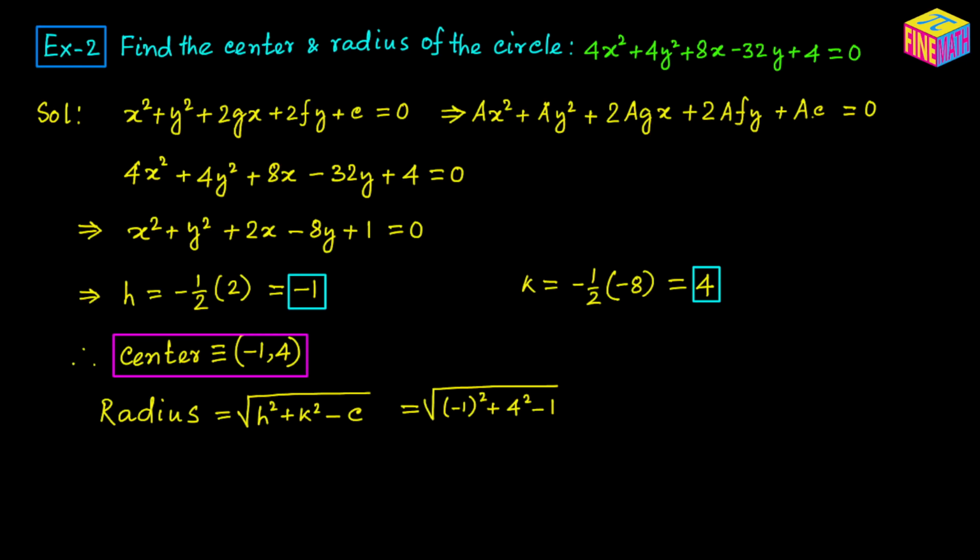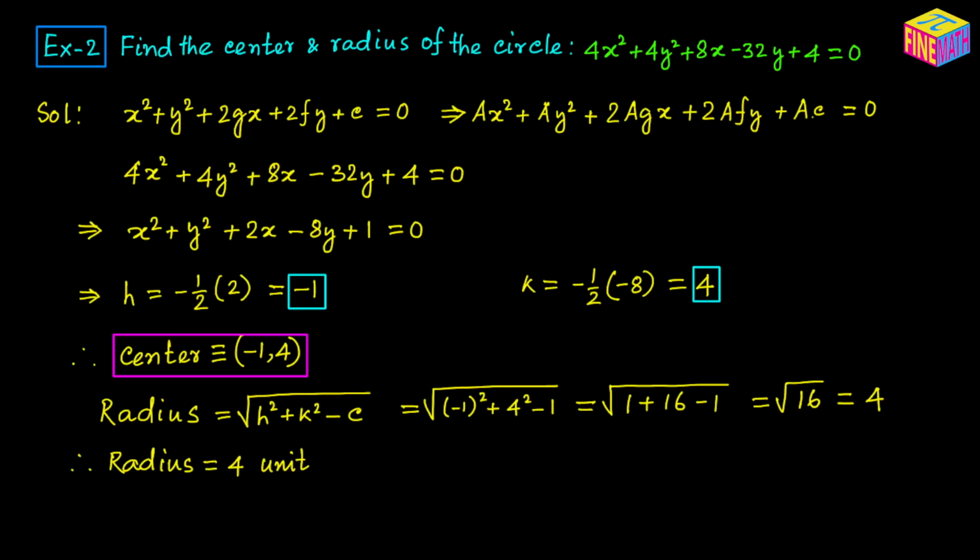And if we simplify this, it is going to look like square root of 1 plus 16 minus 1. So that will be equal to square root of 16, and that is equal to 4. So the radius of this circle is 4 units. So we have been able to find the location of the center and the length of the radius.